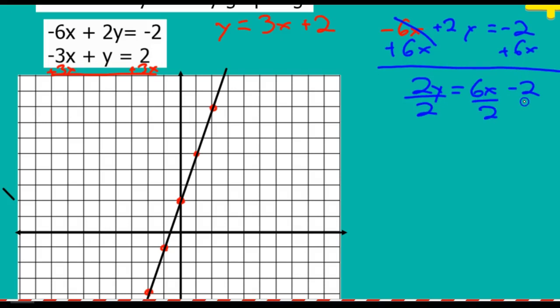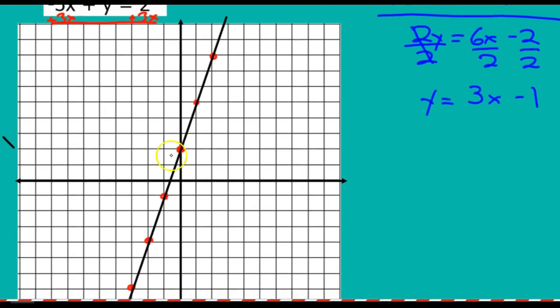We divide by 2. We get y equals 3x minus 1. So this begins at negative 1, goes up 3 and over 1, up 3 and over 1. So this gets really close to the other line, but still doesn't cross it because we have the same slope. Again, if we have the same slope, it's no solution because they're parallel.